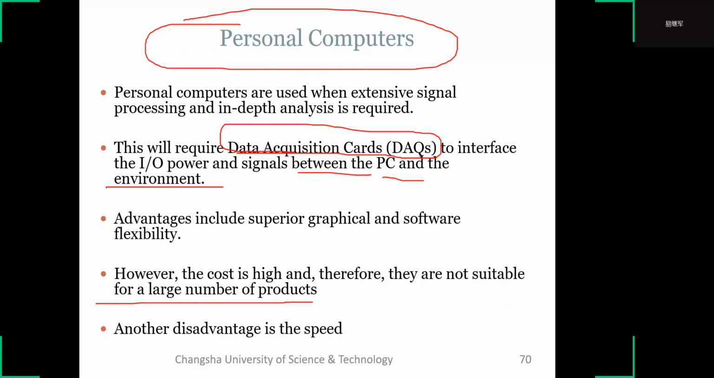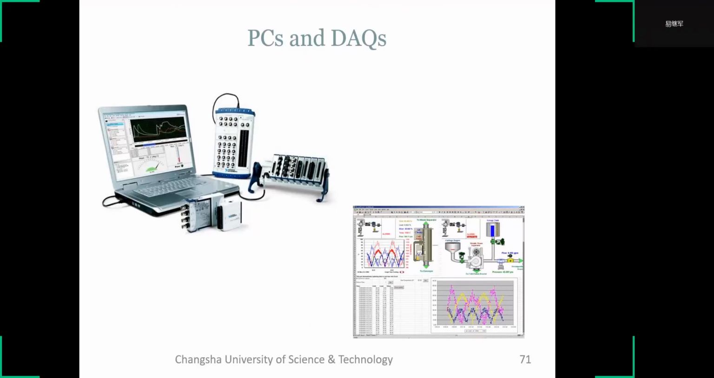Another disadvantage is the speed. The PC is not suitable for real-time control. The real-time response is slower than others. This is a PC and the DAQ. We can get the information or other signals from the data acquisition card and give the signal to the PC.